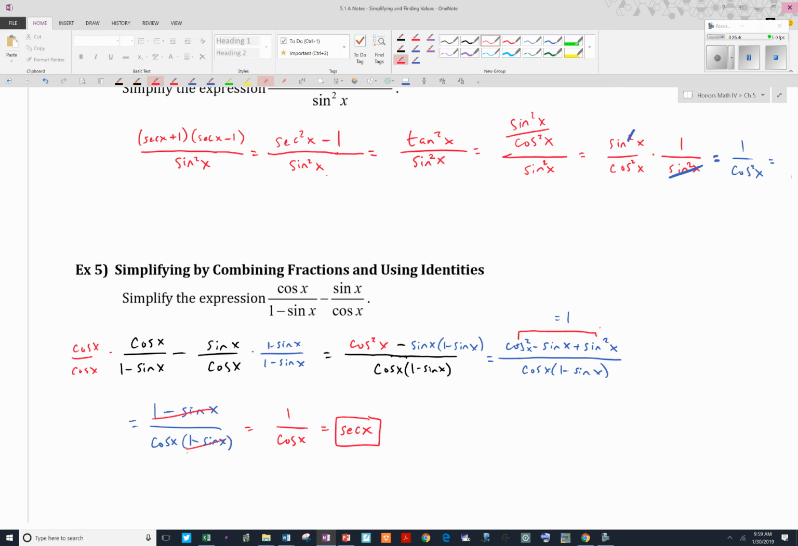In our next video, we will do 5.1b. So we'll do a little bit of verifying and then maybe some solving as well. A lot of solving.